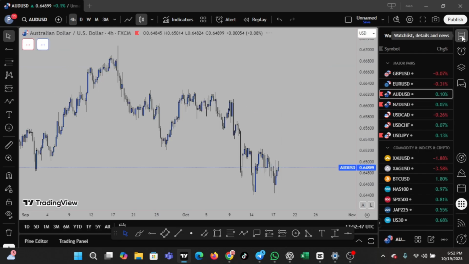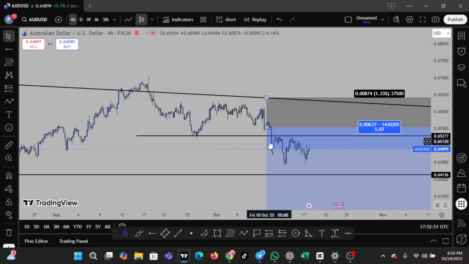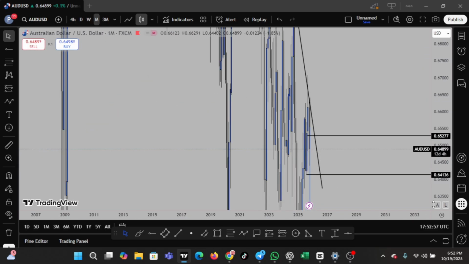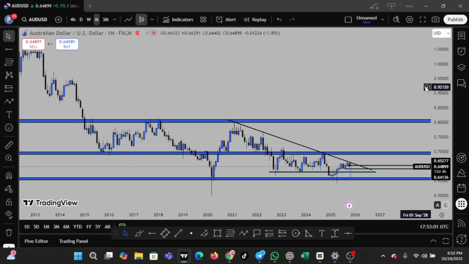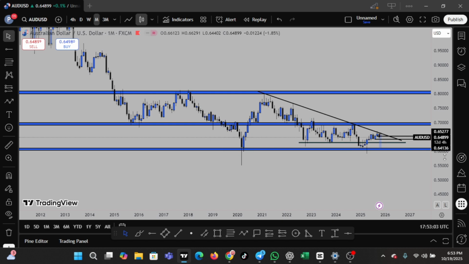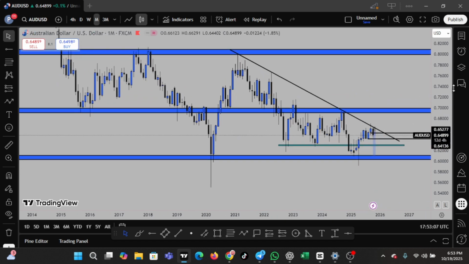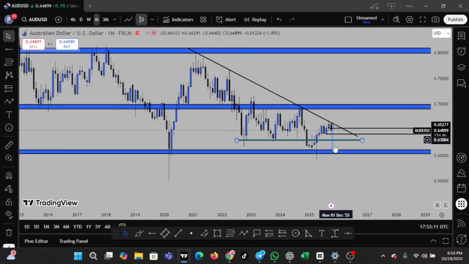Let's move to AUD USD. AUD USD has been moving sideways all through last week. However, I'm still bearish on AUD USD. We did have a fourth touch of the trend line. I shared this in the last episode. I'm already short on this trade and my trade has been moved to break even. So I'm expecting the market to still drop lower.